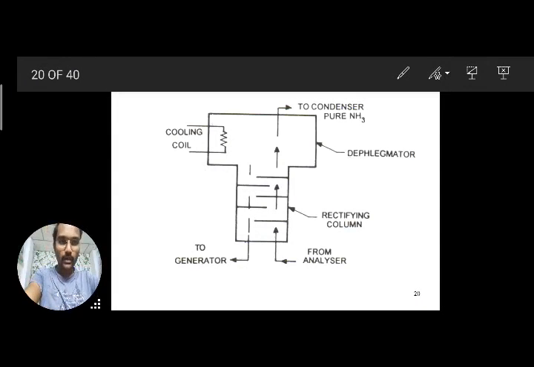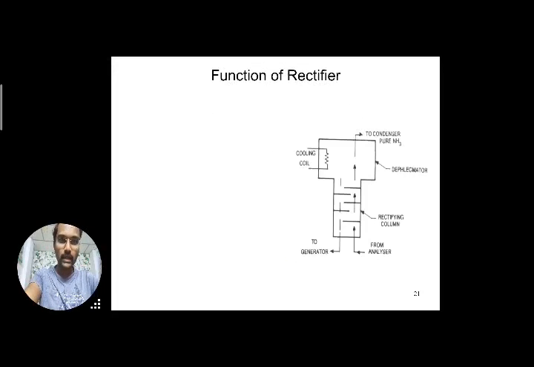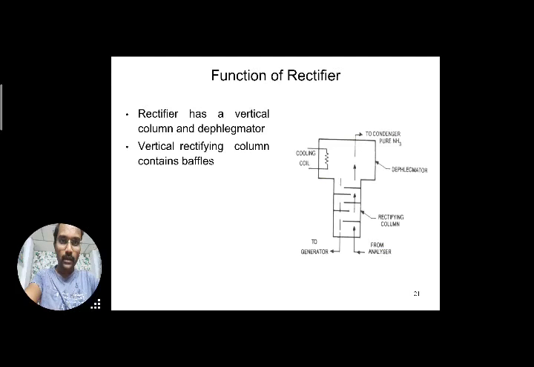Okay, right, and next we will see the function of the rectifier. Yes, so it's a vertical column and a deflegmator. The vertical rectifying column contains baffle plates.